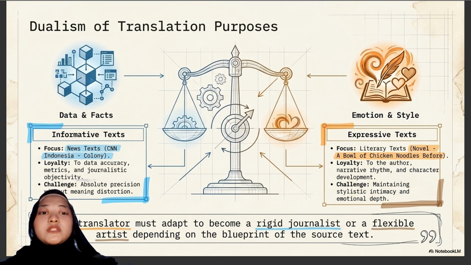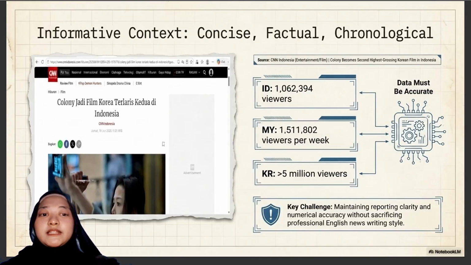The second is emotion and style, which applies to expressive or literary text. Here, the focus is on narrative freedom, emotional depth, and character development. The translator must remain loyal to the author's voice while also preserving stylistic intimacy and emotional impact. In short, a translator must adapt to become either a rigid journalist or a flexible artist, depending on the blueprint of the source text.